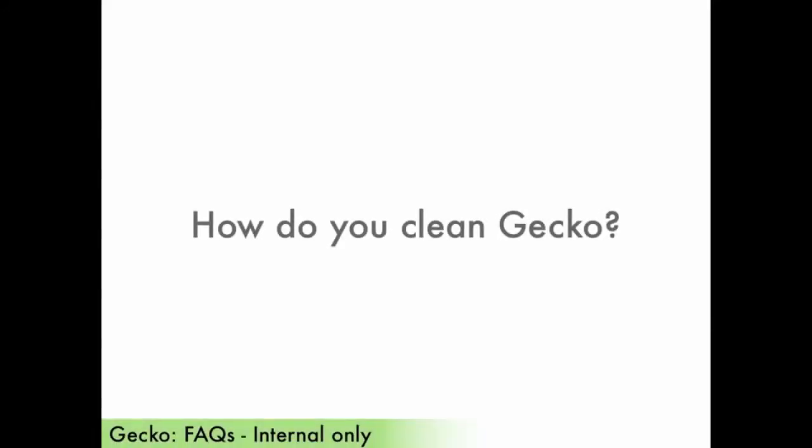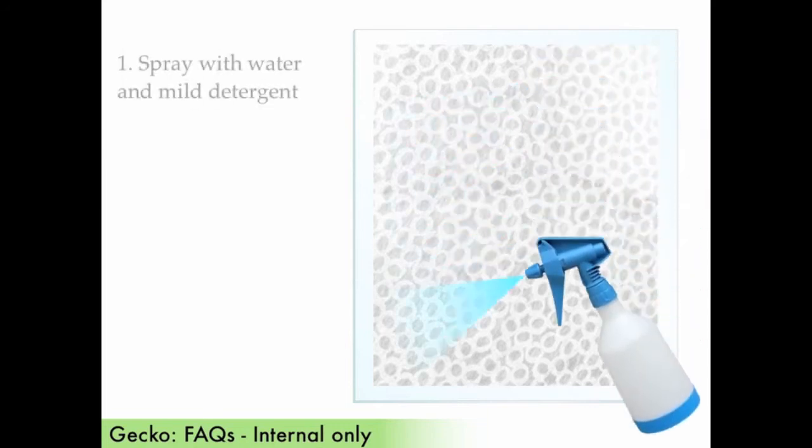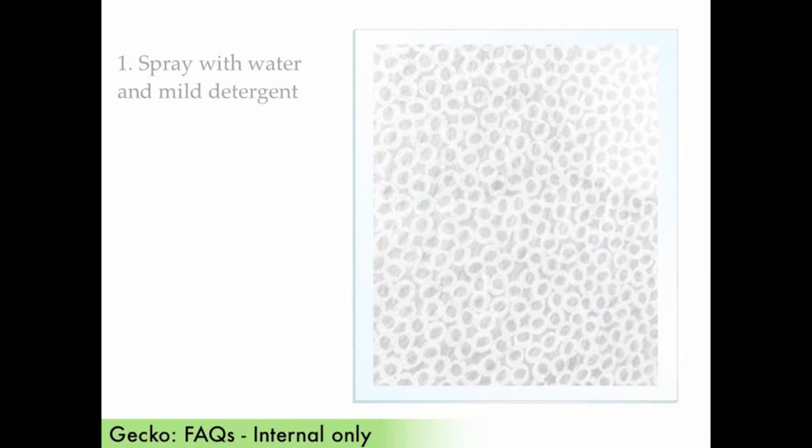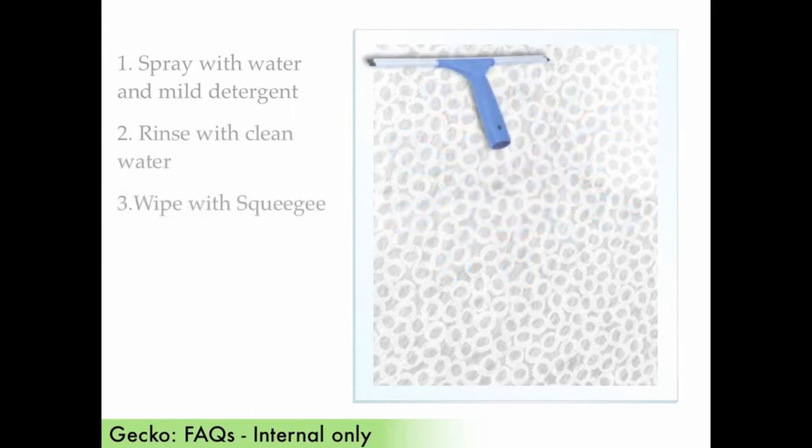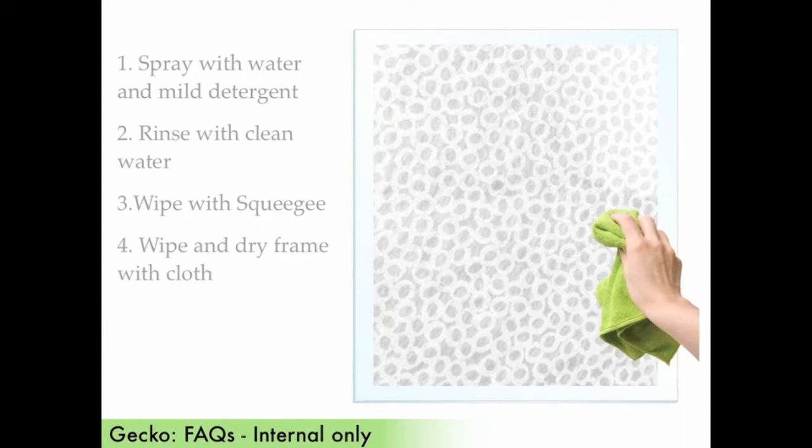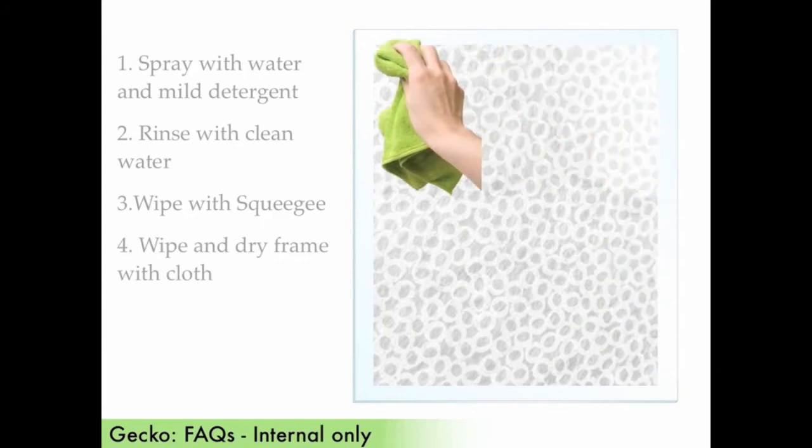How do you clean Gecko? Gecko can be cleaned on site while applied directly to the glass. First, generously spray it with a solution of water and mild detergent. Also, pre-treat any spot stains. Second, rinse Gecko with clean water. Third, wipe Gecko with a window squeegee and press out any excess water. Fourth, carefully wipe the border of the fabric with a cloth and then dry the frame.